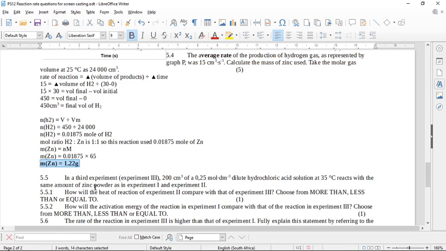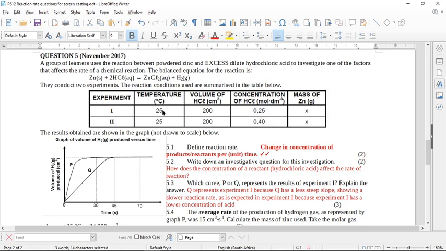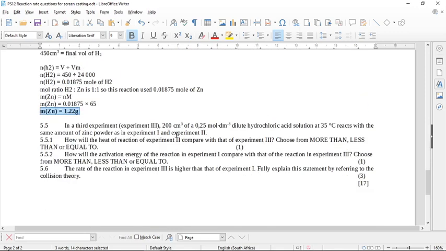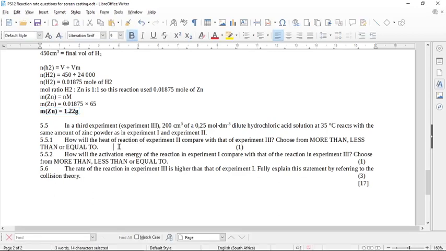In a third experiment, 200 cubic centimeters of 0,25 molar dilute hydrochloric acid solution at 35 degrees reacts with the same amount of zinc powder as in experiment 1 and 2. So look here, 35, the others were all 25. So we've now done the same reaction as experiment 1, but we've increased the temperature because, check, it's the same concentration as experiment 1. How will the heat of reaction compare to experiment 3?